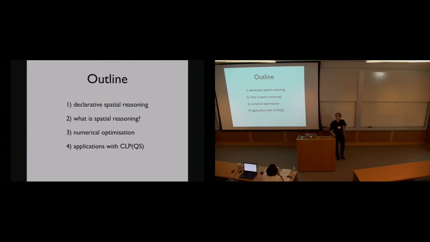Okay, so just an outline of the talk. First, I'll talk about a topic called declarative spatial reasoning. I'll then talk about spatial reasoning in particular, just to make sure that everyone understands all these sort of weird terms that I'm going to be using. I'll then talk about a particular method for spatial reasoning called numerical optimization. So that was the focus of this particular paper, and then I'll wrap up with some applications of this spatial system that we've been developing.